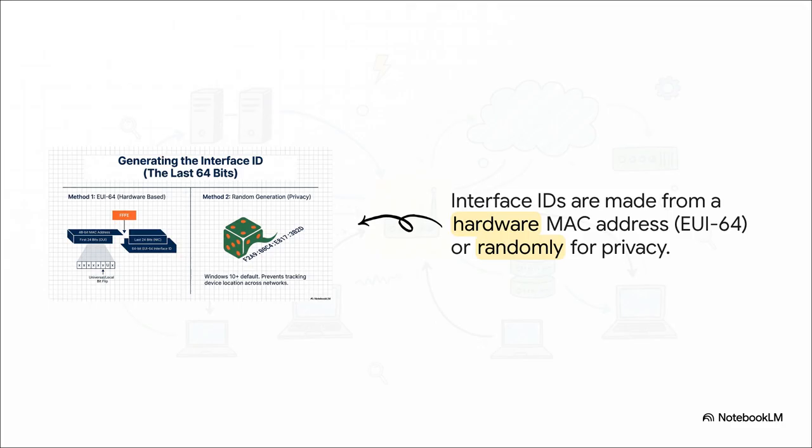So you might be wondering, how does the host come up with its half of the address? Well, there are two main ways. The classic way is called EUI-64, where it takes its own unique 48-bit hardware MAC address, does a little trick to stretch it to 64 bits, and uses that. But the more modern, privacy-focused way, which is the default in most operating systems now, is to just generate a random 64-bit number. This is way better for privacy because it means your unique hardware ID isn't broadcast all over the internet.